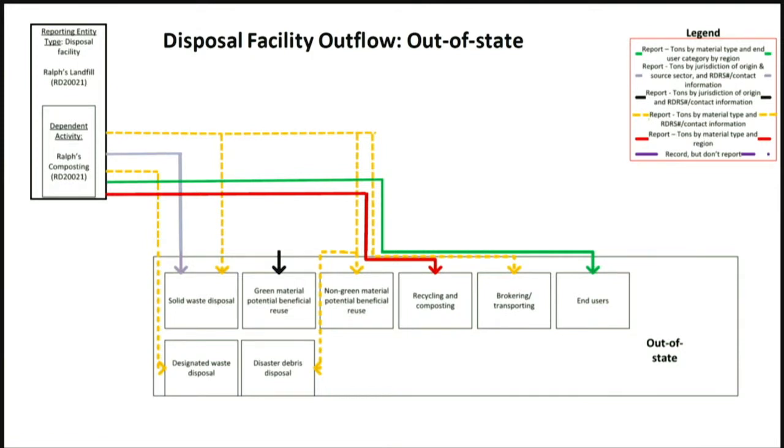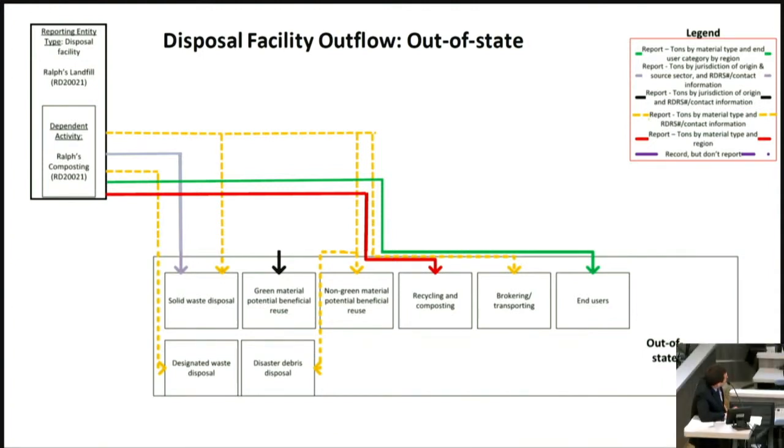For green material, beneficial reuse. And we talked about how there's two possibilities for solid waste disposal. Meaning if you directly transferred it, you would need to report the jurisdiction of origin and source sector sent to an out-of-state disposal facility. And if material was generated on site and then sent to another solid waste disposal facility out of state, you would report tons of solid waste sent, and that material would be host assigned in terms of jurisdiction of origin.